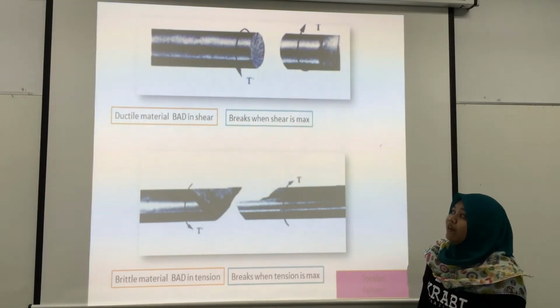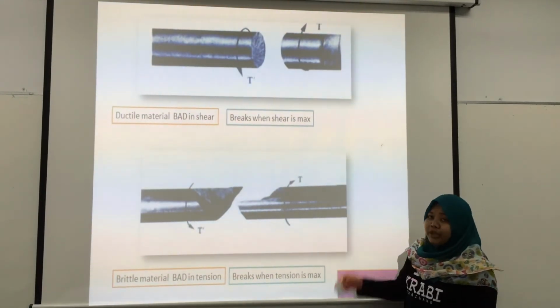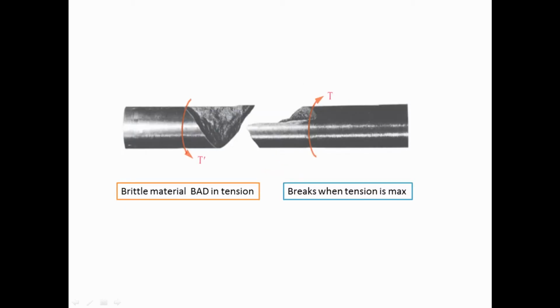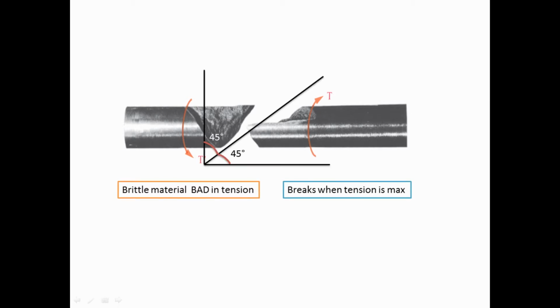Next we will explain the torsion failure. In torsion, we have two types of material, ductile and brittle. When torsion is applied on a ductile material, it fails in shear stress, which means it will crack perpendicular to the material axis. While for a brittle material, when torsion is applied, it fails in tension. When the maximum tension is applied on the brittle material, it will crack at 45 degrees.